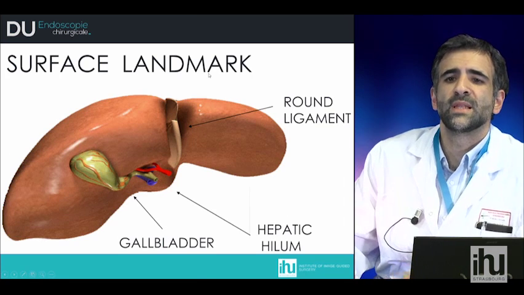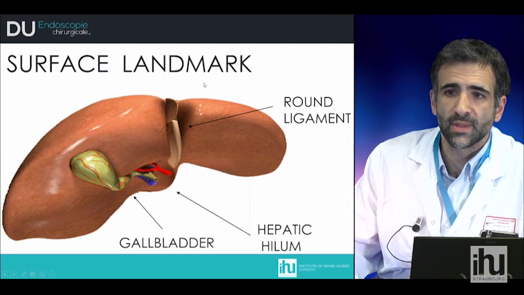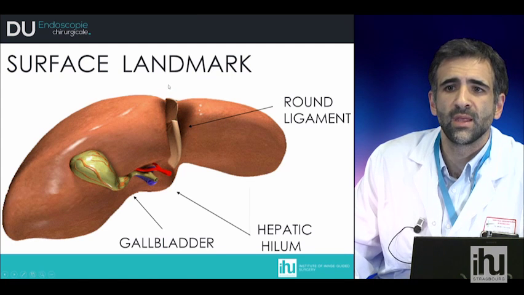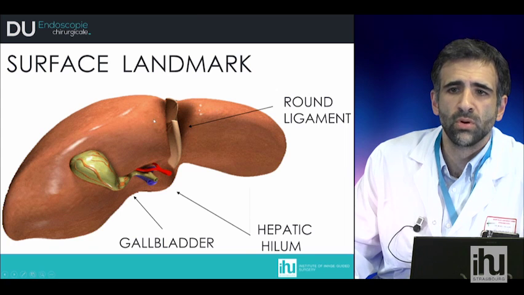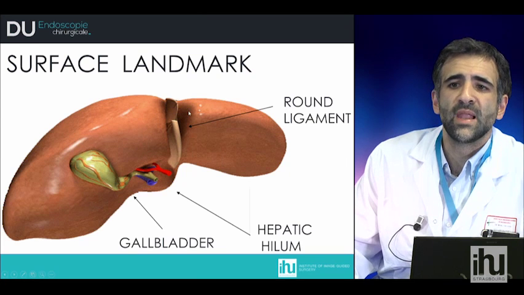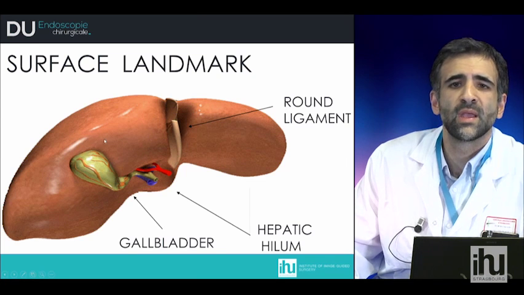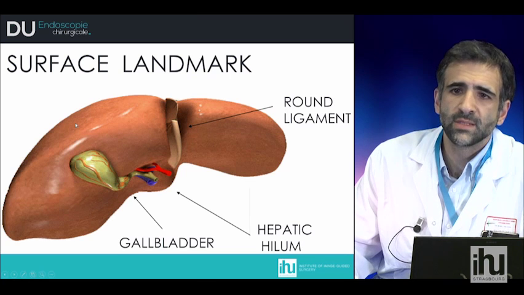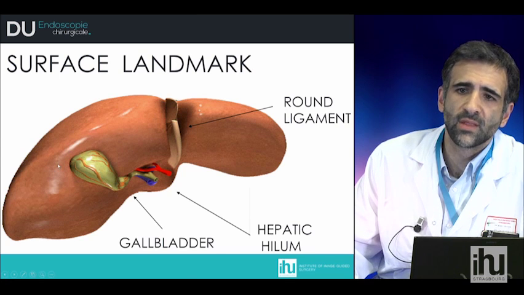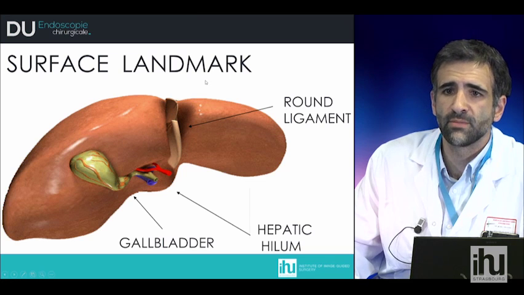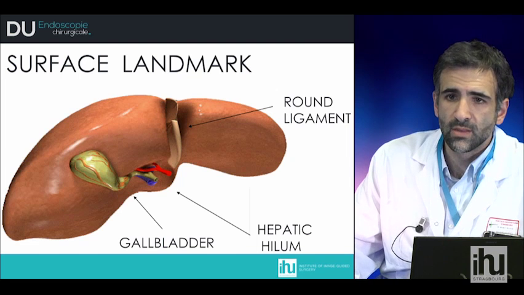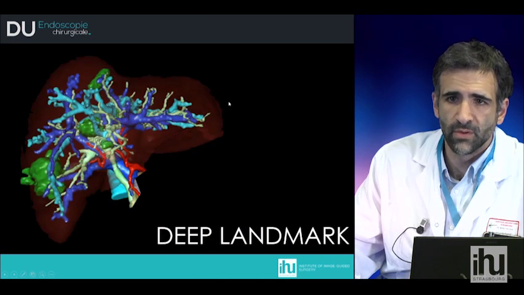So concerning the surface landmarks, when we are performing a hepatectomy we can identify three kinds. The first one is the round ligament, which is anatomically between the left lobe and the right lobe of the liver. We can identify the hepatic hilum, which divides the left liver and the right liver, and the gallbladder, which is in junction with the middle hepatic vein and also divides the left and the right liver. These are called surface landmarks because we don't need any instrument to identify them, and so they are easy to find on the surface of the liver.